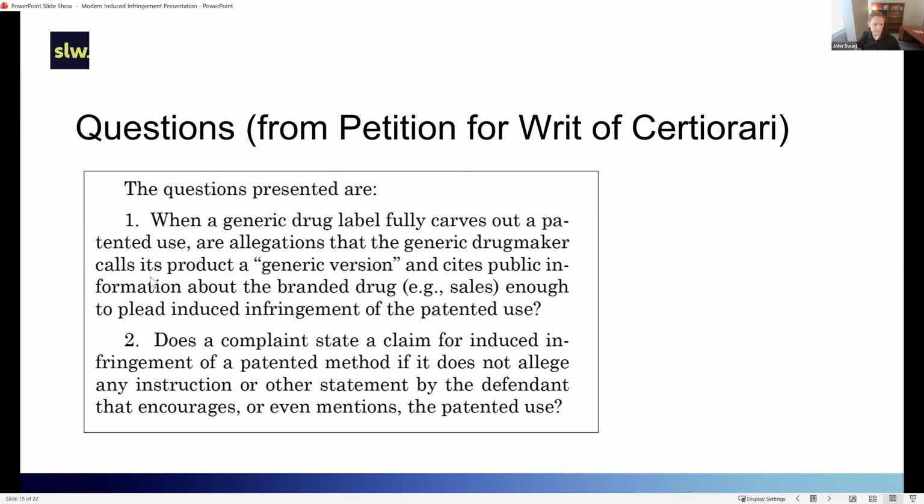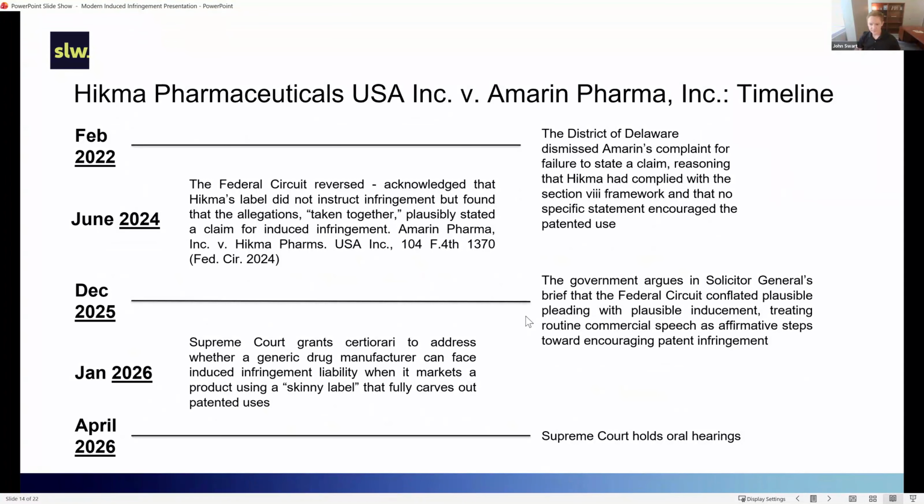The Solicitor General submitted a brief in December 25. You guys can go check that out if you want to get a little more insight into where the government is falling on this sort of fact pattern.